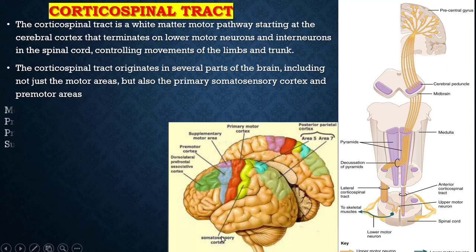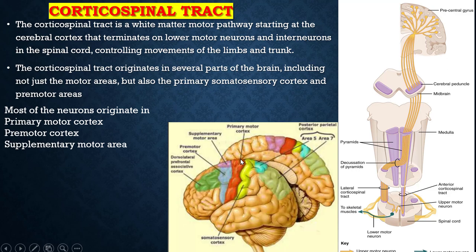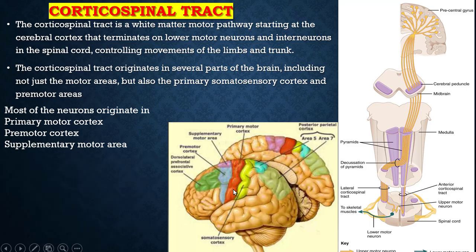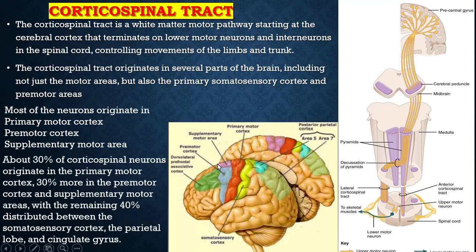Most of the neurons originate in the primary motor cortex, premotor cortex, and supplementary motor cortex. This area is the primary motor cortex area. In front of it is the premotor cortex, and above this is the supplementary motor area. About 30% of the corticospinal nerves originate in the primary motor cortex, 30% more in the premotor cortex and supplementary motor area, with the remaining 40% distributed between the somatosensory cortex, the parietal lobe, and the cingulate gyrus.